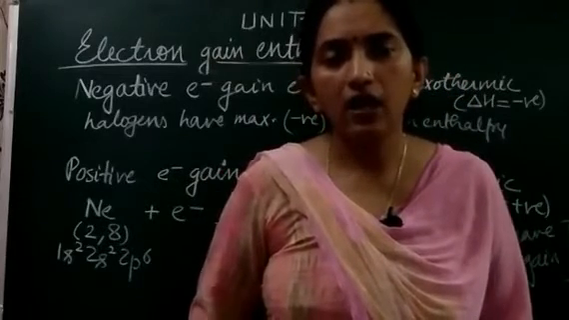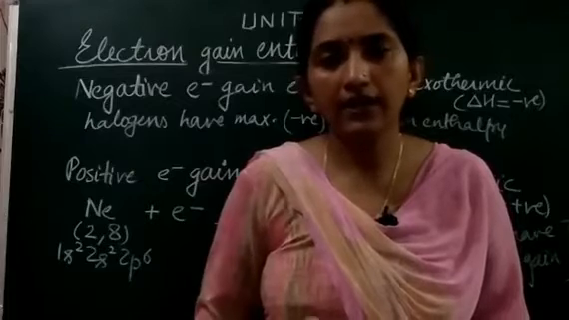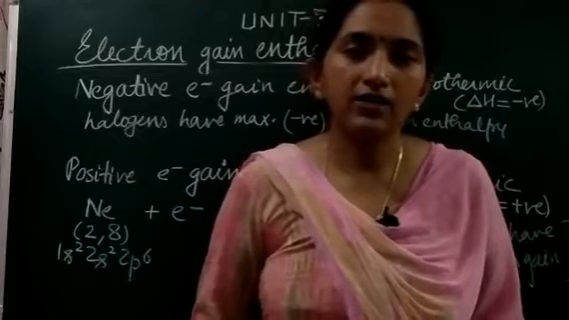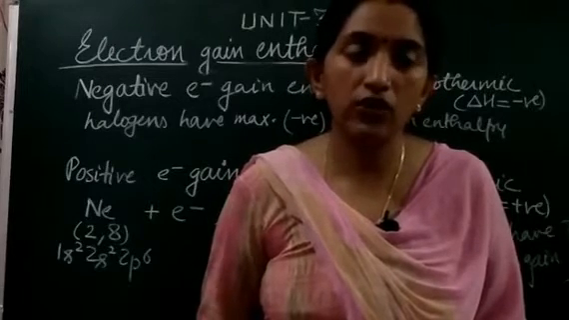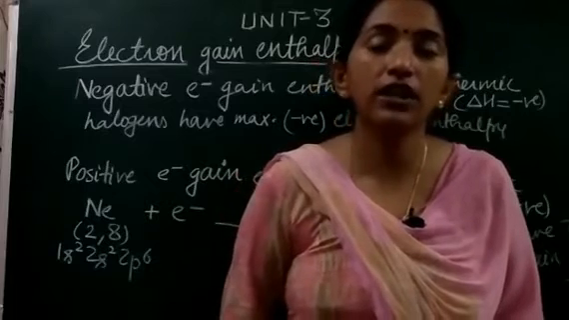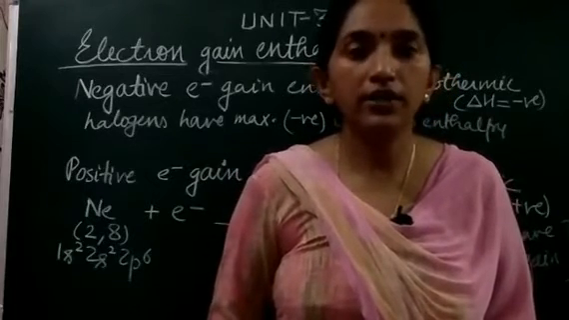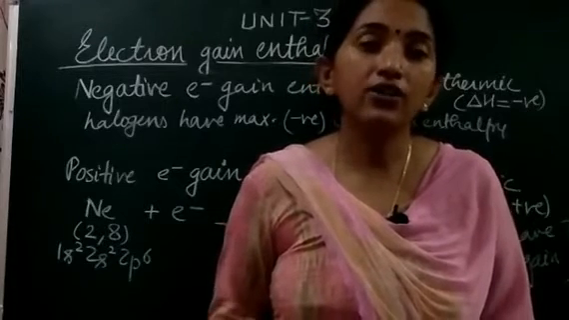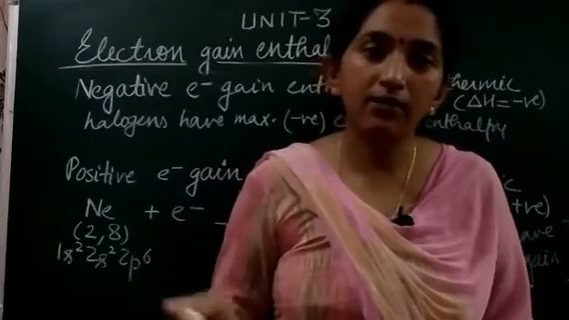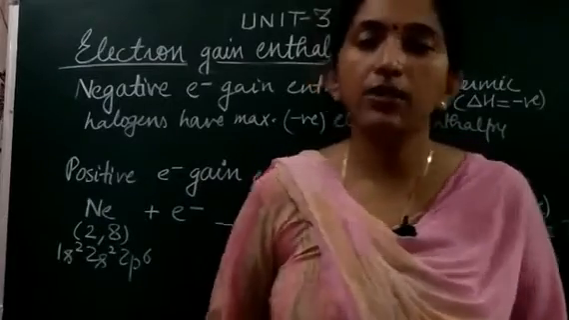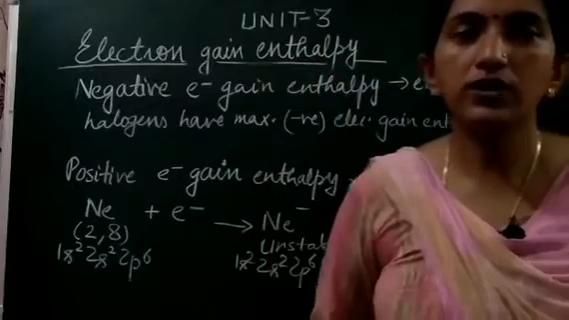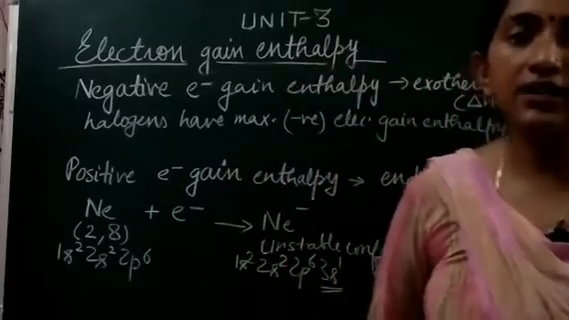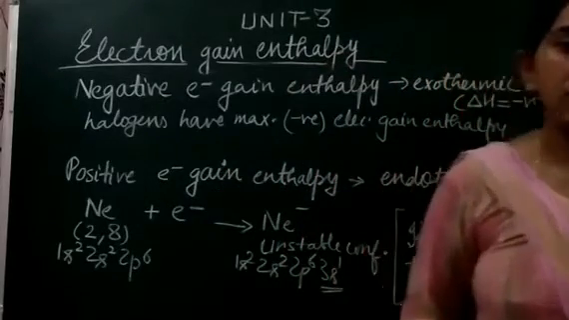But let me correct the statement. If it already has a stable configuration, it has no tendency to accept an electron, so we are forcibly adding the electron to that atom. Here the energy is not liberated, it is added. We have to add that electron by supplying energy. Hence the electron gain enthalpy will have a positive value. Is it clear when we will have positive electron gain enthalpy and when negative? So just go through it.